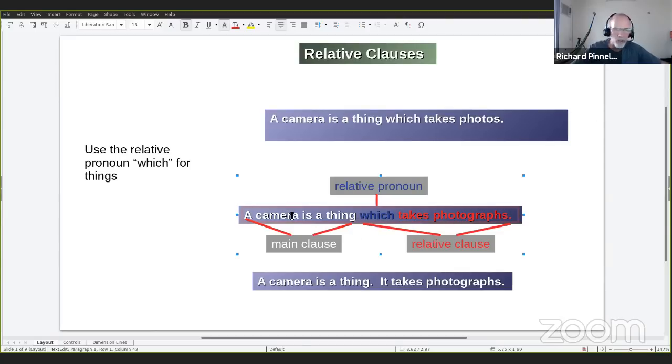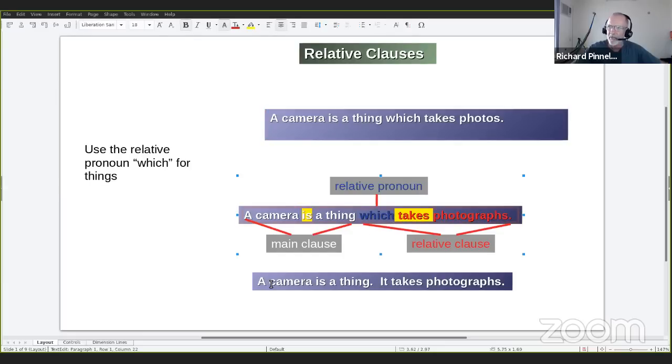So here we have two clauses. The first clause is the main clause. A camera is a thing, and here is the verb in the main clause. Then we have another clause, because we have another verb here. This is the relative clause. Here is the verb takes. So we're joining these two clauses together with what we call a relative pronoun.